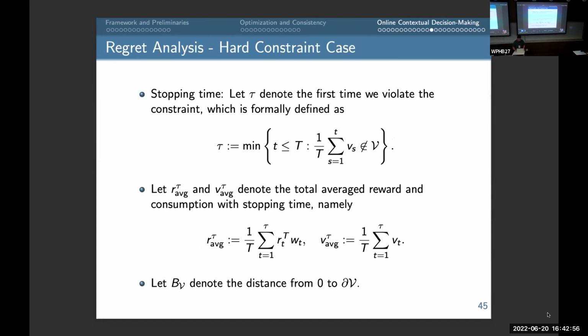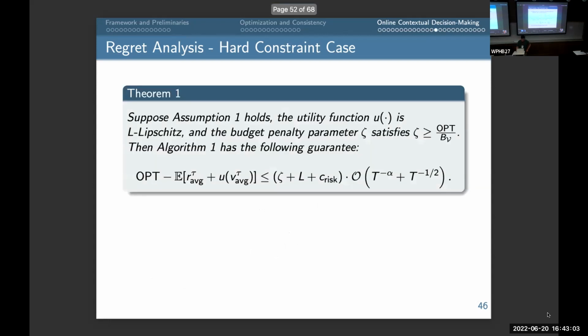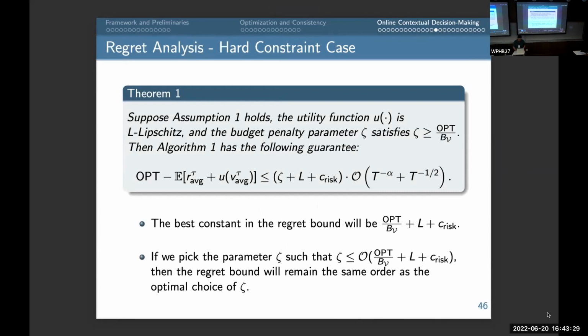In our analysis, we also will use a constant B script V, which is the distance from 0 to the boundary of V. Okay, and so the theorem that we prove is that the online algorithm in this hard constraint case has this guarantee where the suboptimality of the reward at the stopping time plus the utility of the resource consumption at the stopping time average is less than or equal to something which is O of some constants.